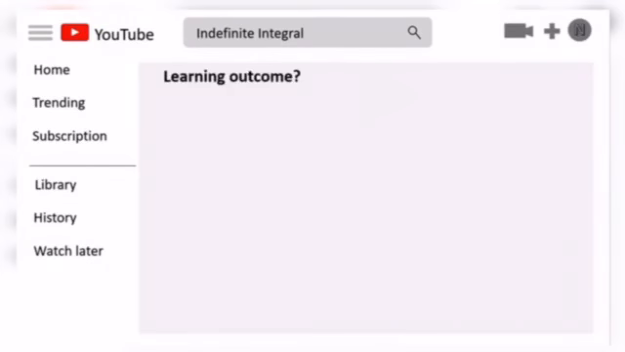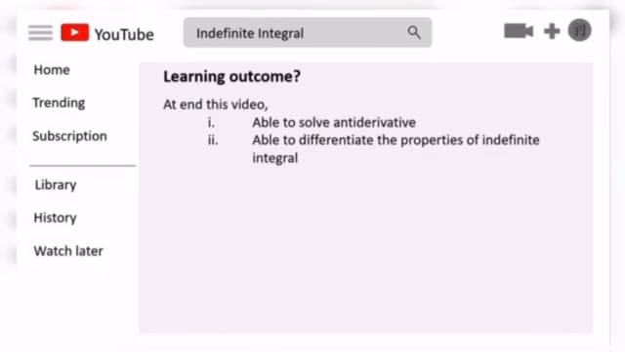Indefinite integral learning outcome. From here, what we will get at the end of this video is that we are able to solve antiderivatives, and second, we are able to differentiate the properties of the indefinite integral. So let me introduce here.